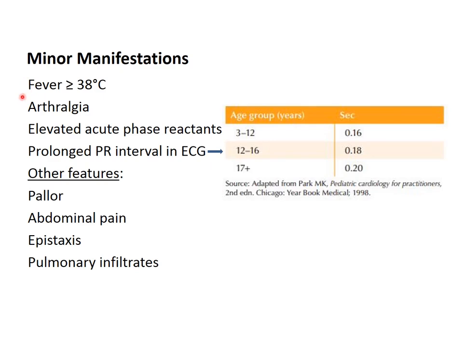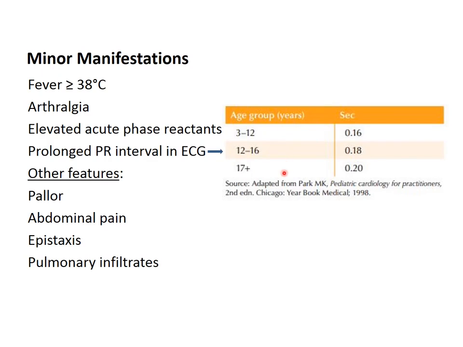The minor manifestations include fever, which is usually above 38 degrees Celsius. In high-risk populations, it's equal to or more than 38 degrees Celsius. In the low-risk population, it can reach even more than 38.5 degrees Celsius. Arthralgia, elevated acute phase reactants, which include the sedimentation rate and the C-reactive protein, and prolonged PR interval in the ECG, and this gives us an idea of the high normal of the PR interval at the different age groups.